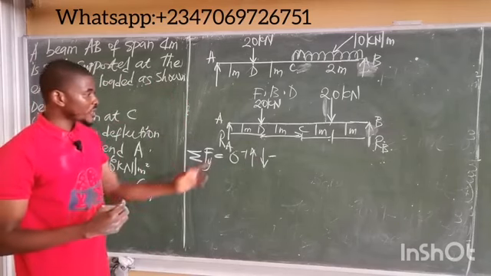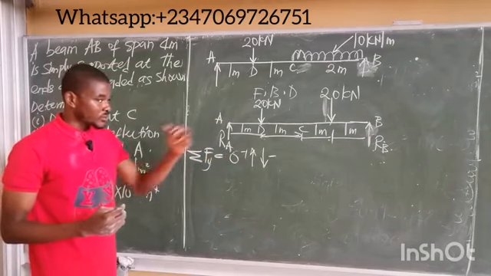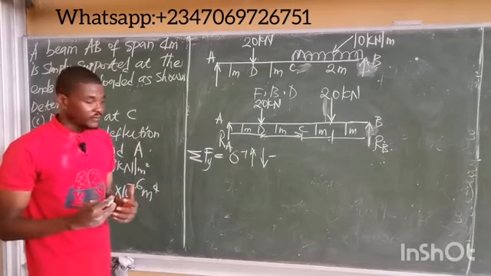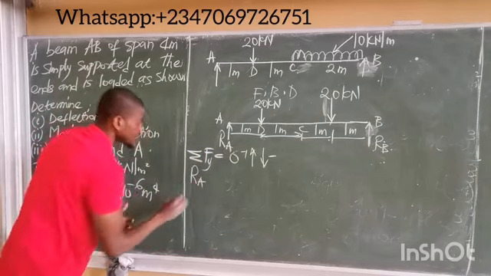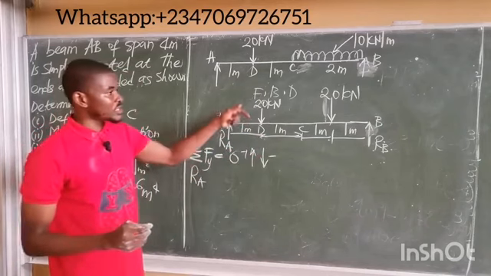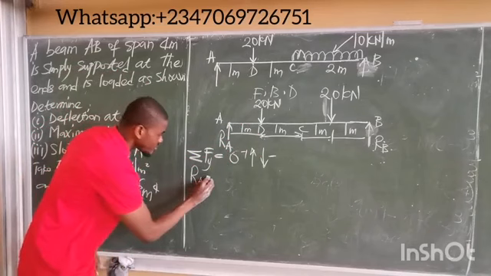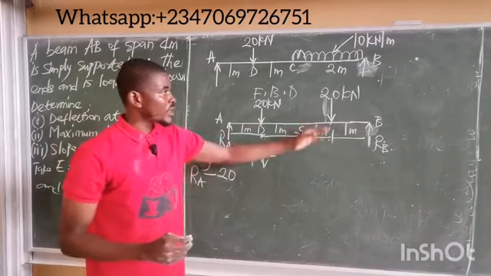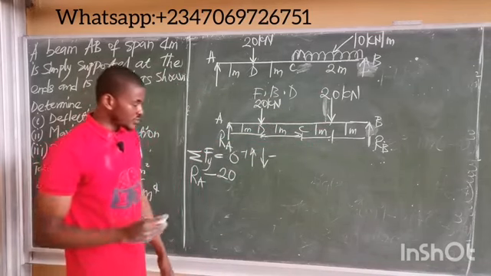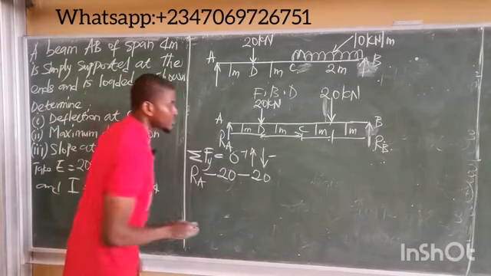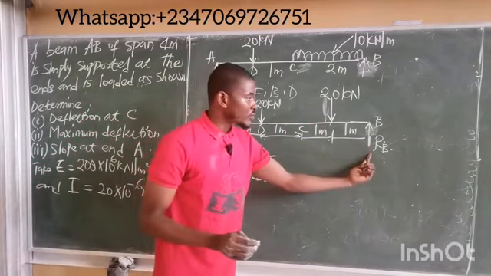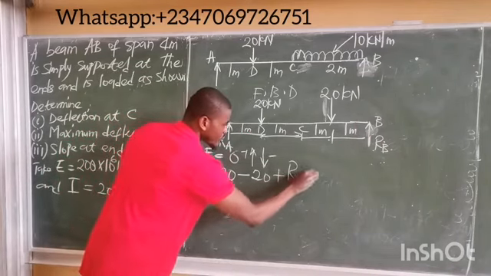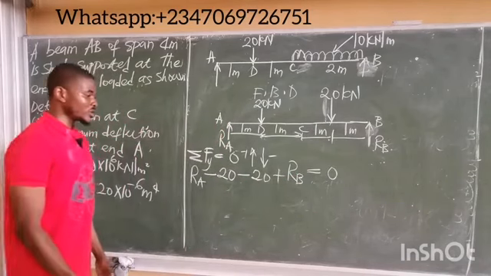So we start summing up. At point A, we have RA pointing upward, so it's positive: RA. At point D, we have a 20 kilonewton force acting downward, so it's negative: minus 20. At the UDL point load, we have 20 kilonewtons also acting downward, so minus 20. Finally, at point B, we have RB pointing upward, so plus RB. The whole of this force is equal to 0.